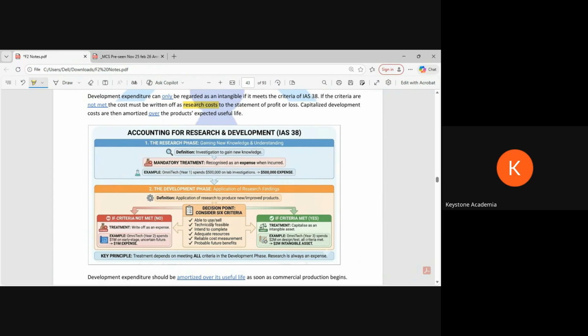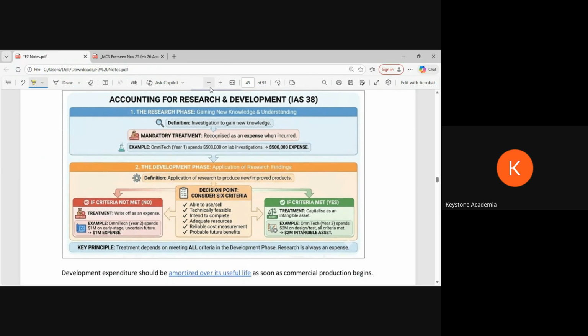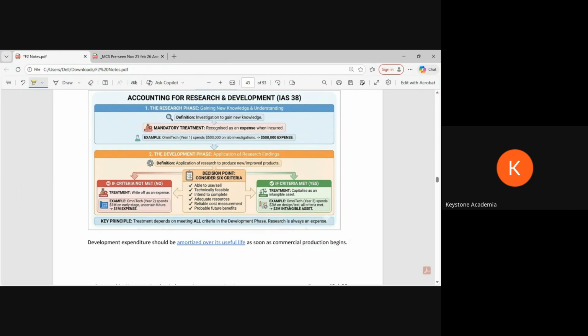Maybe we can use these six criteria. We should be able to use it or we should be able to sell it. It should be technically feasible, with intent to complete. If it is a work in progress, we need adequate resources to complete it. Reliable cost measurement we have from the market, and it should give a future benefit, or we can say an economic benefit to the business.